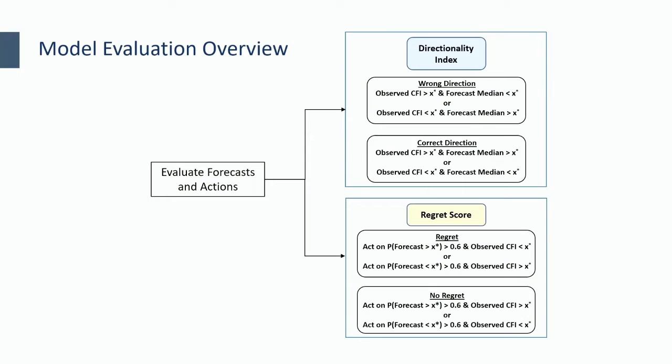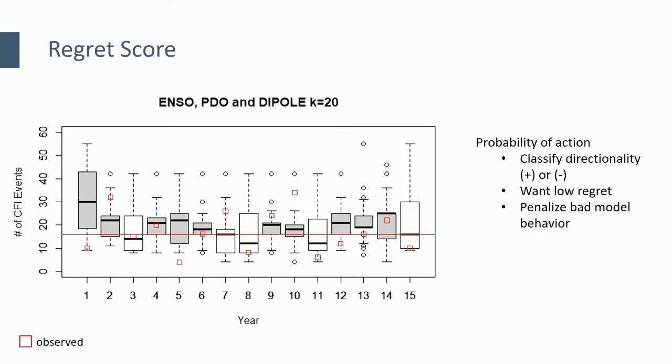The goal of the forecast is to meet these two criteria. So we have what we're calling the directionality index and also what we're referring to as the regret score. And I'll illustrate what these two concepts mean on the next slide. So here we have a sample output from our forecast model, where the red boxes represent the observed or the actual number of simultaneous events that occurred. The red line going across is the median value of CFI events based on this sample size, and then the larger boxes are our predictions.